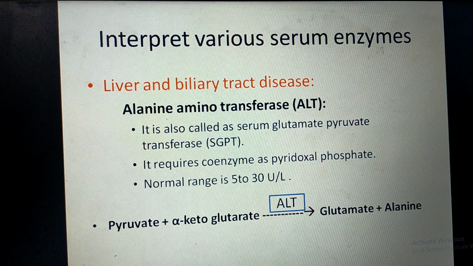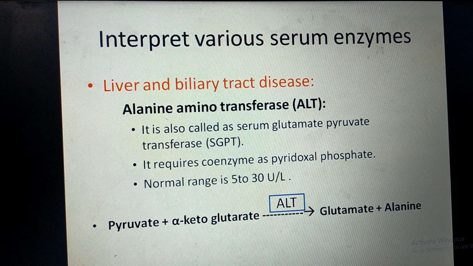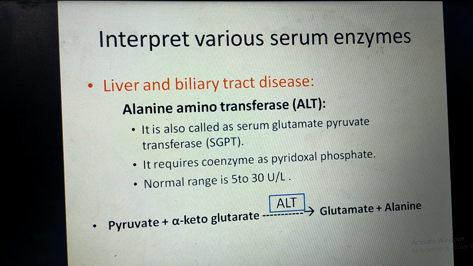The first enzyme is alanine aminotransferase. The other name of this enzyme is serum glutamate pyruvate transferase, SGPT. It requires coenzyme pyridoxal phosphate for its activity. Its normal range in the blood is 5 to 30 unit per liter, and it catalyzes the conversion of pyruvate and alpha ketoglutarate into glutamic acid and alanine.